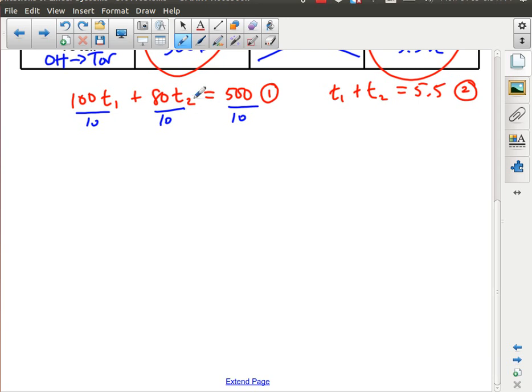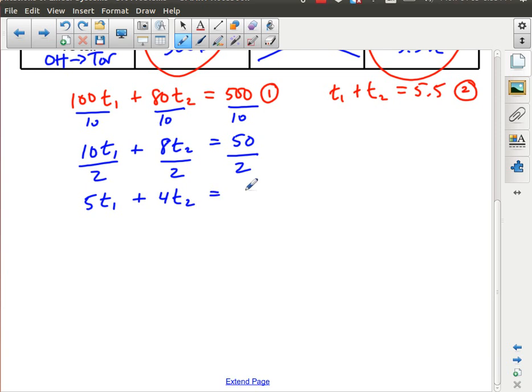I could have done better than this in one step, but this becomes 10t1 plus 8t2 equals 50. And maybe you noticed this before, I also could have divided by 2. So I could have divided by a total of 20. But I'm just going to go ahead and do that now. Divide by 2, divide by 2, divide by 2. And that becomes 5t1 plus 4t2 equals 25.